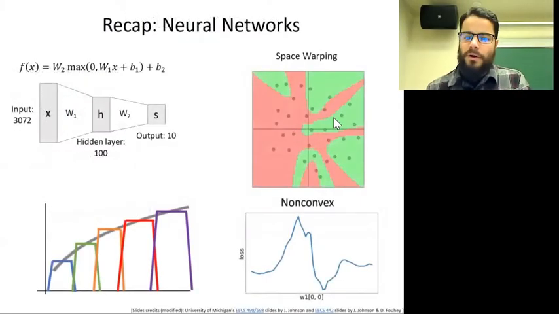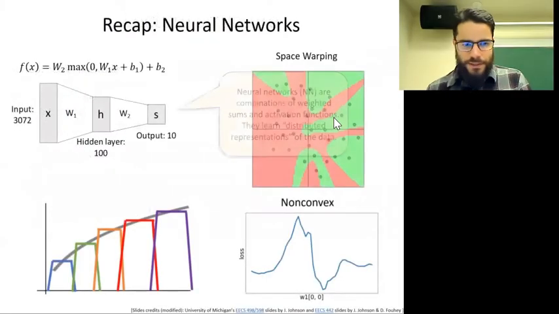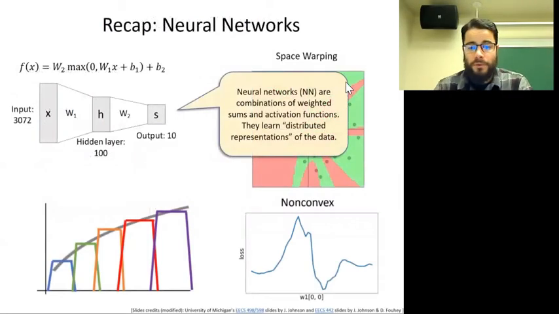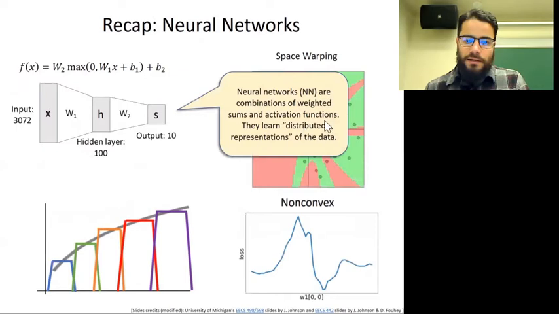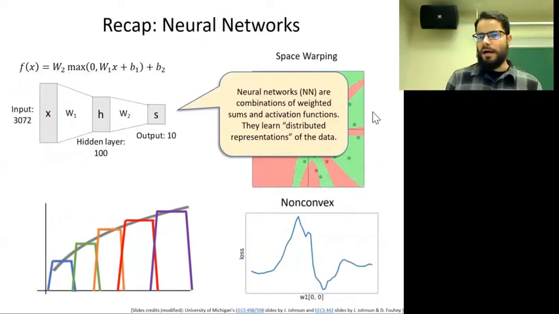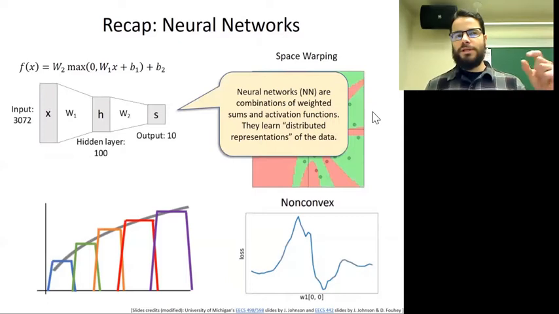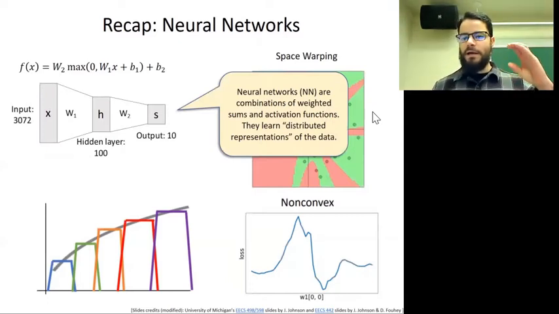So a very quick recap on what we discussed last Thursday about neural networks. Neural networks are combinations of weighted sums and activation functions. They learn distributed representations of the data, as we said. So for traditional linear models, each row of your weight matrix would represent a template. You can think of these classifiers as doing a lot of template matchings at a time. And then the result of each template matching would give you the score for a particular class.